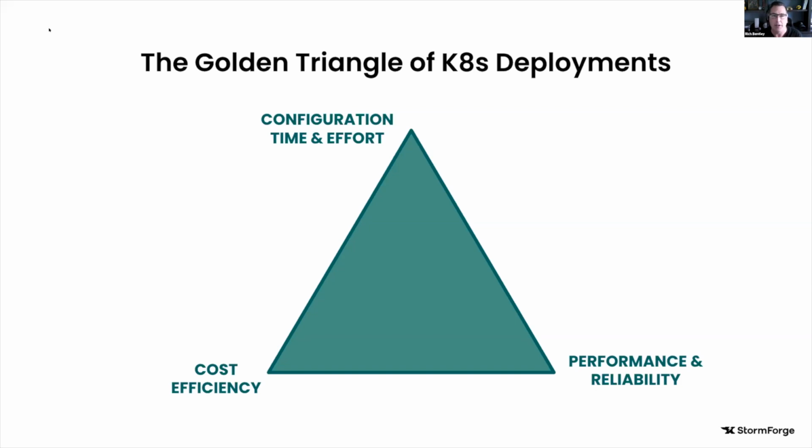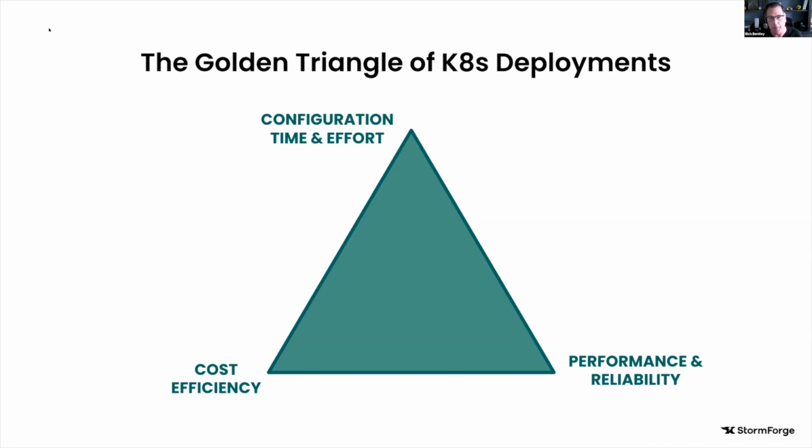So if I want to run my application at a lower cost, I either need to sacrifice performance, or I need to spend a lot more time and effort configuring, setting up my app, and figuring out the best way to lower my cost. If I want my app to perform better, that's going to either cost me more, or it's going to take me more time and effort. And if I want to spend less time and effort, then it's either going to cost me more to run my app, or it's going to perform worse.